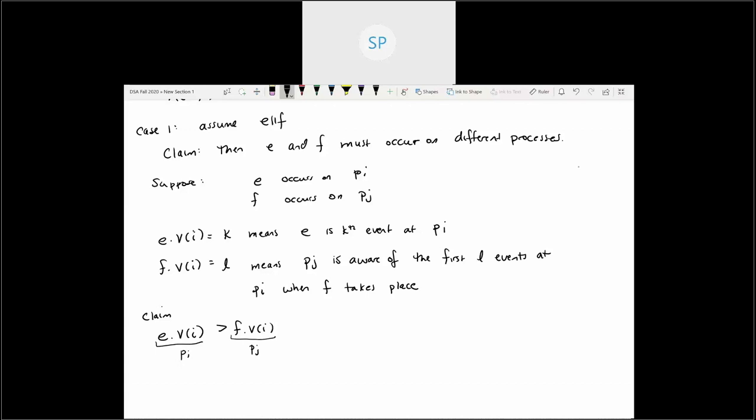I mean this sequence of happens-before, so that by transitivity, there's a chain from E to F. But there is no chain from E to F, which means Pj has no idea that E has happened, either directly or indirectly. That's what it means for E to have a bigger timestamp associated with it. Does that make sense?